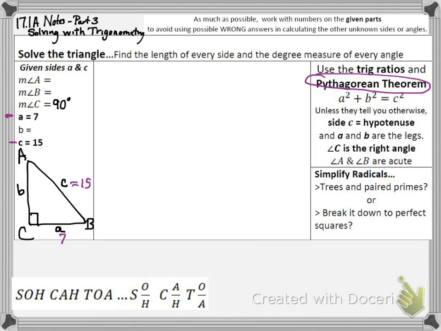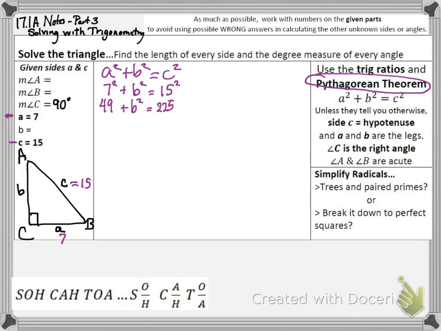So let's find the missing side first, because the Pythagorean theorem is a thing that's easy for most of us. The Pythagorean theorem says a squared plus b squared equals c squared. In this case, my a was 7. I don't know my b. And my c was 15. Okay. So 7 squared is 49. Use your calculator if you need to. And c squared is 225.